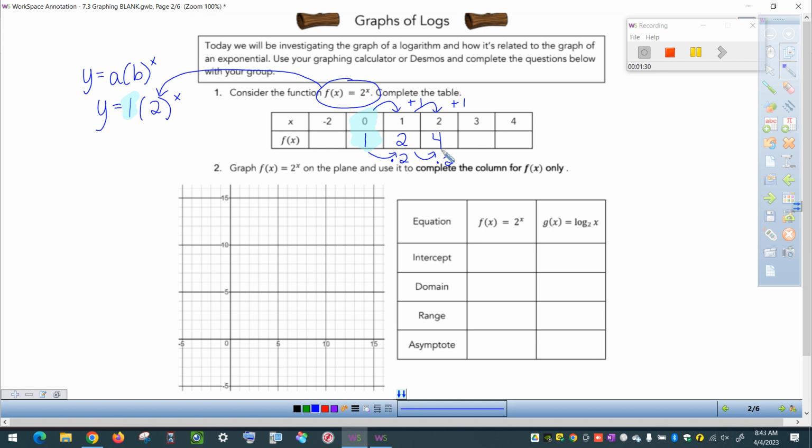Now, another thing that we can do is we could simply plug them in. So if it's y equals 2 to the x, well, if x is equal to 0, 2 to the 0 equals 1. So that would be this one. 2 to the first power is 2. 2 to the second power is 4. So what we're doing is we're just taking the number across the top row, in the x row, we're just plugging that in for x, and we're evaluating it to get the answer for y. F of x here is another name for y.